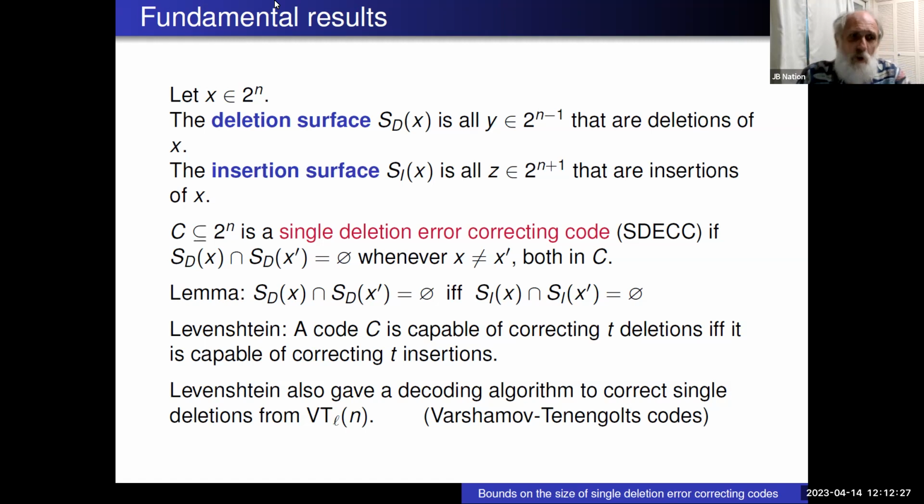Moreover, in this wonderful paper, Levenshtein gives a decoding algorithm for the Varshamov-Tenengolts codes. For the obvious reason, we'll refer to those as VT codes because we can't pronounce the words. This is a code that was introduced for slightly different purposes in 1965 by those two guys. And we'll decide what they are in a minute, but they give you single deletion error correcting codes that are particularly nice.